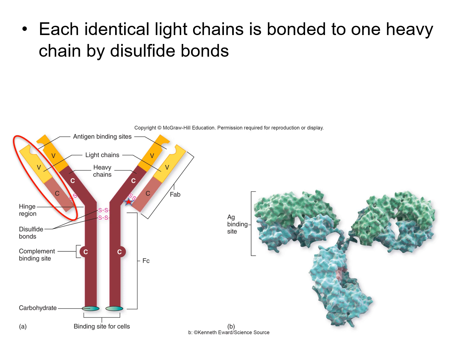Each identical light chain is bonded to one heavy chain. So I'm circling a light chain. It has one disulfide bond holding it to a heavy chain. And that's only on one side. The mirror image, the exact same thing occurs.